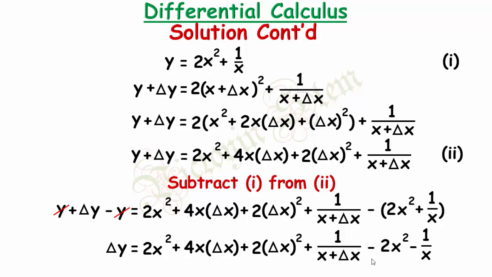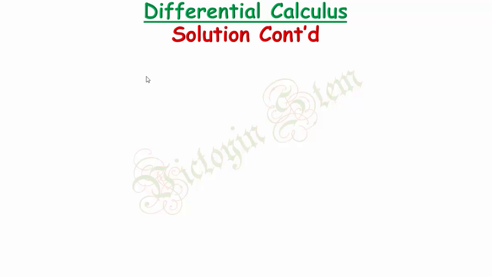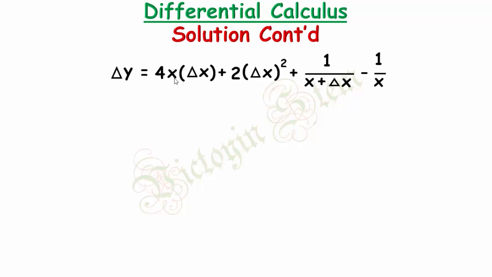So looking at this equation, 2x squared minus 2x squared is 0. So I'll cancel 2x squared minus 2x squared, 0. So I'll be left with this algebraic expression and this algebraic fraction. So delta y equals 4x delta x plus 2 delta x to the power of 2 plus 1 divided by x plus delta x minus 1 divided by x.